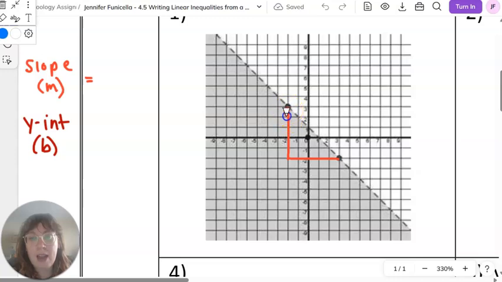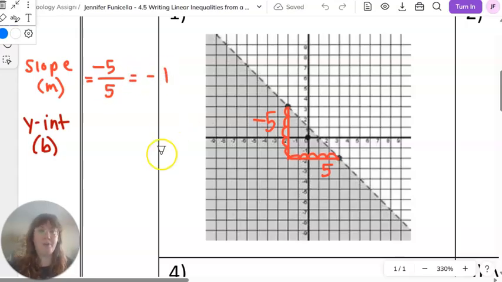It looks like we're going down 1, 2, 3, 4, 5. And since we're going down, that's a -5. And we're going over 1, 2, 3, 4, 5. So our slope is -5 over 5, which we can just simplify to -1. Our y-intercept, where it crosses the y-axis, is here at this value of 1.